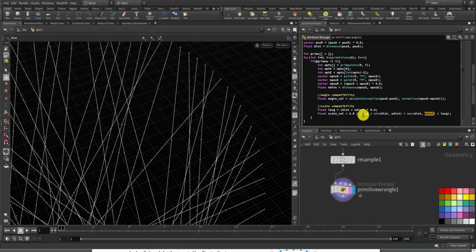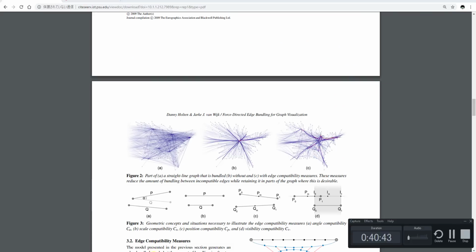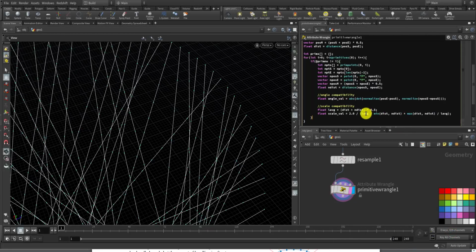What this gives you is that if the distance and end distance are the same value, it will give you the value 1. And if the distance and end distance are so far apart, like if the distance is 1 and end distance is 10, then it will give you a lower value than 1, something like 0.1 or so. So the lower the value you have for the scale value, the bigger the scale difference between those two lines. So that's the scale compatibility.